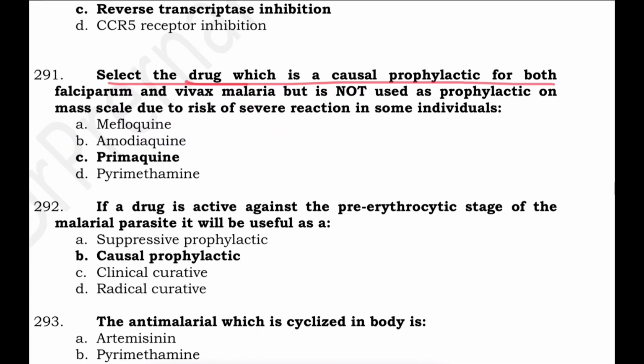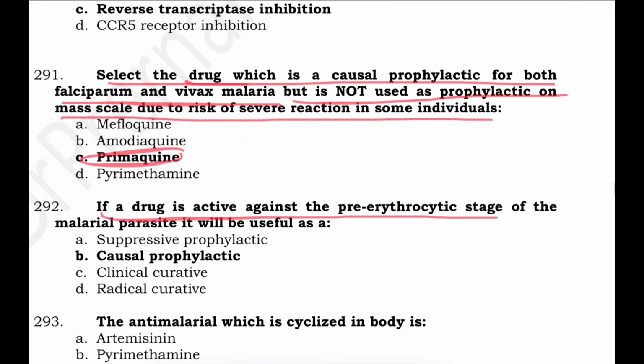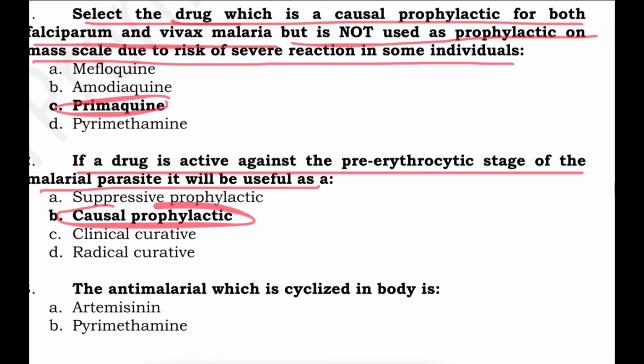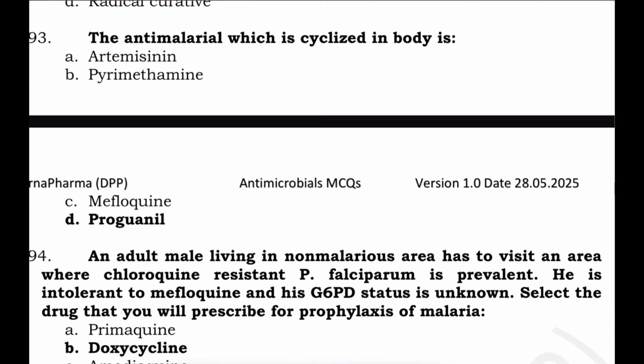Select the drug which is a causal prophylactic for both falciparum and vivax malaria but not used as prophylactic on mass scale due to risk of severe reactions. Now here the drug is primaquine. If a drug is active against the pre-erythrocytic stage of the malarial parasite, it will be useful as a causal prophylactic. A drug that acts on the pre-erythrocytic stage is causal. Now primaquine is not used on a mass scale because of its toxic potential. This I forgot to mention.